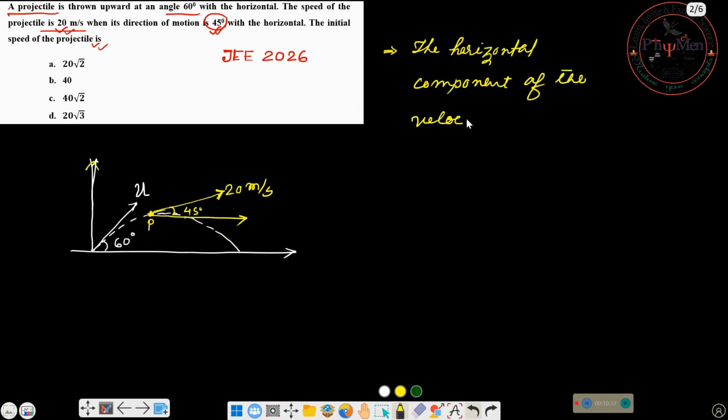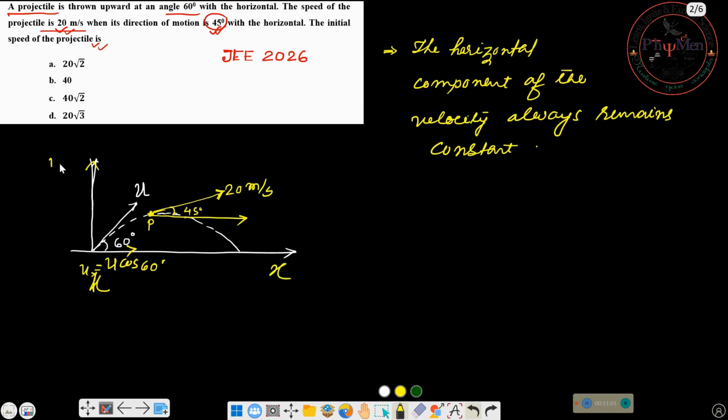Of the velocity, it always remains constant. Why? Because acceleration along this is 0. So initially, the horizontal component in this direction is u cos 60 degree, that is the ux component. If we take it as x and y, this is the horizontal component of the velocity, and this is the vertical component, that is uy is equal to u sin 60, right?